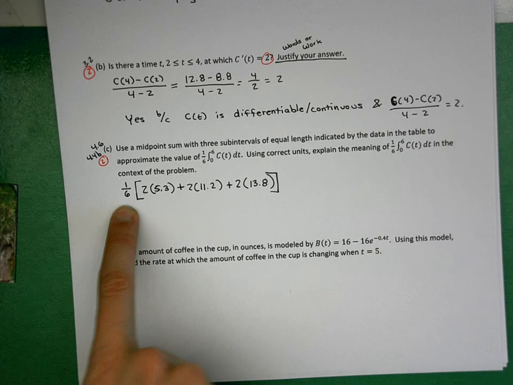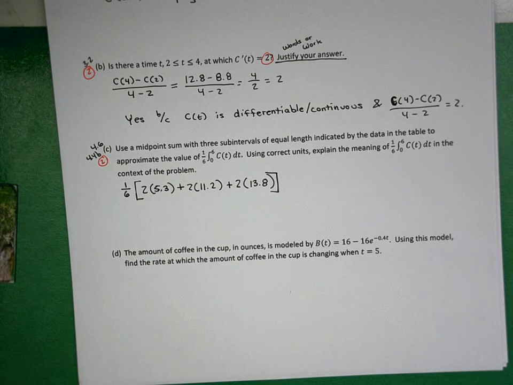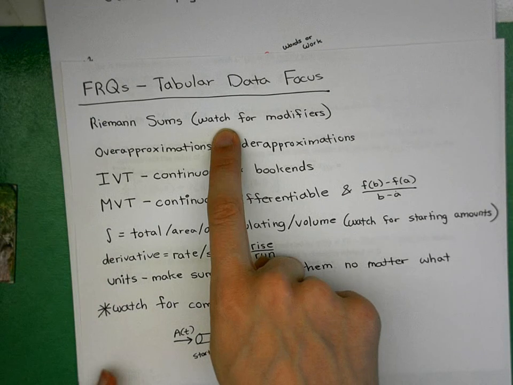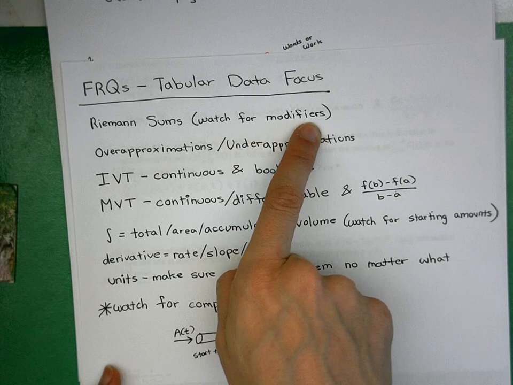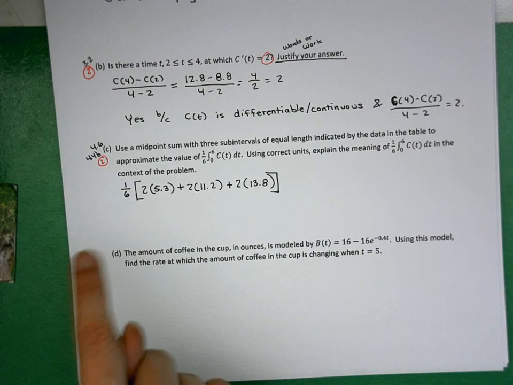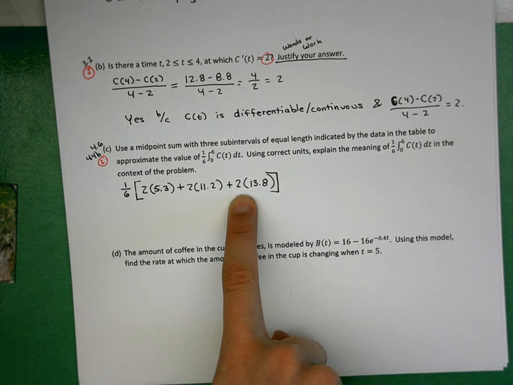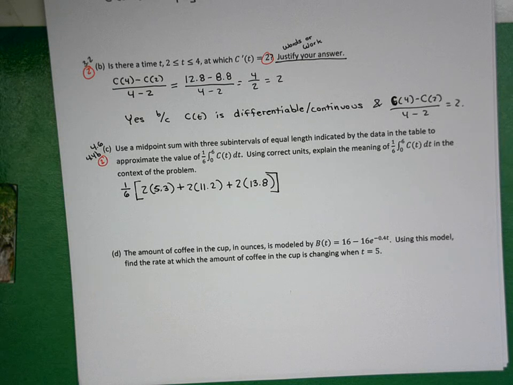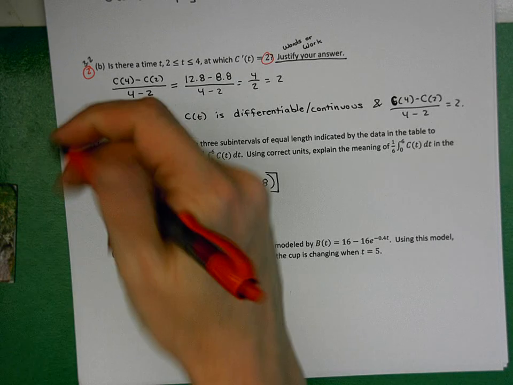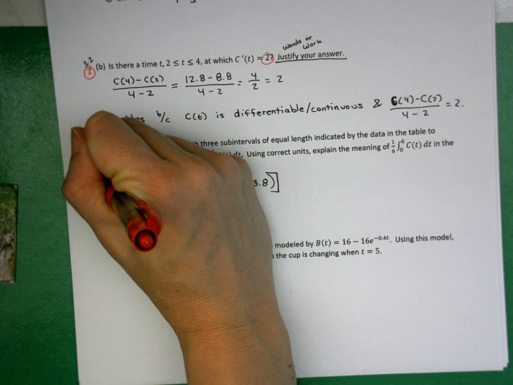At the very beginning here, we wrote down Riemann sums, watch for modifiers. That 1/6 is what I mean by a modifier. We're modifying that integral slightly by multiplying it by 1/6. The other way you would lose it is if you had this written, but then you simplified it incorrectly. You would now lose your answer point, even though you'd still get your midpoint approximation. Okay?